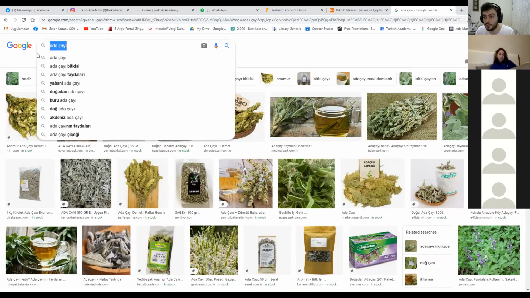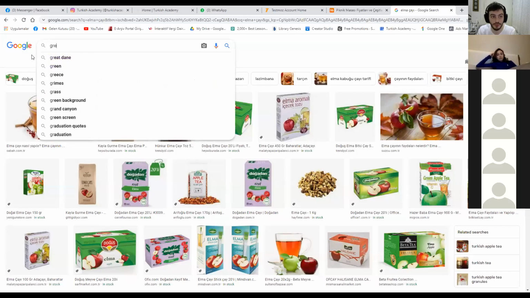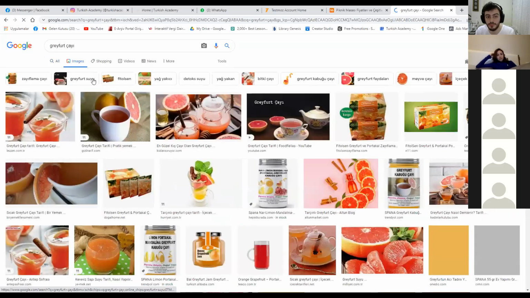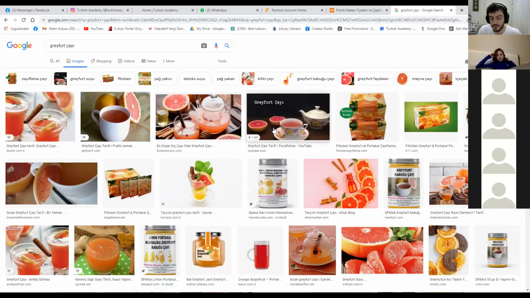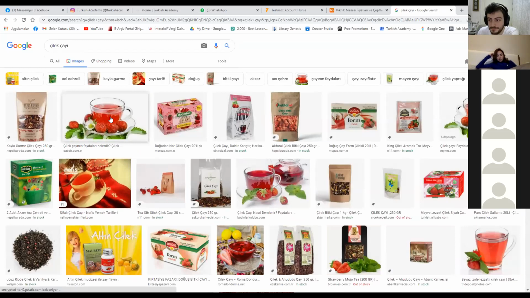It's even possible to use some fruits with these teas. You can even say elma çayı, which is amazing, I think. And you can make your own. I don't know if you ever heard of grapefruit tea, but I even know how to make it. So yeah, there is a word that says grapefruit çayı. Çilek çayı sounds weird, but let's see. Why not? Yeah, okay, we found it. That's possible.